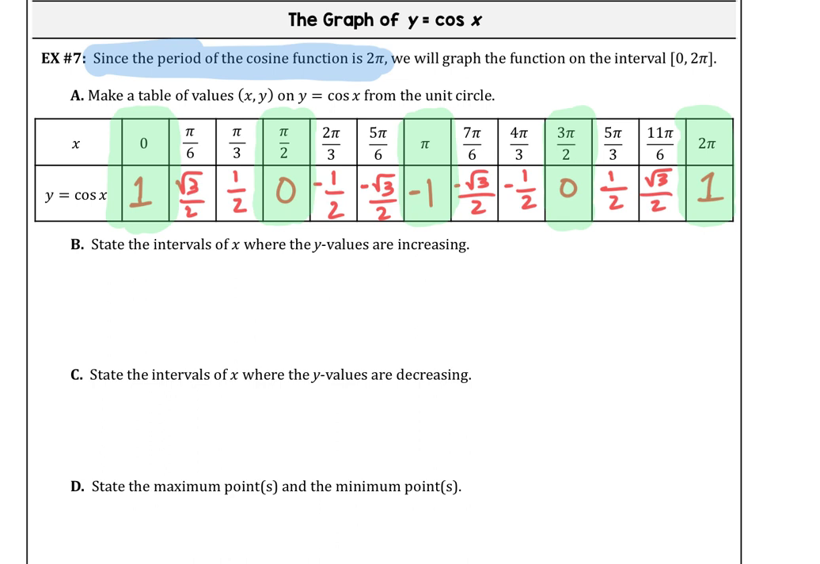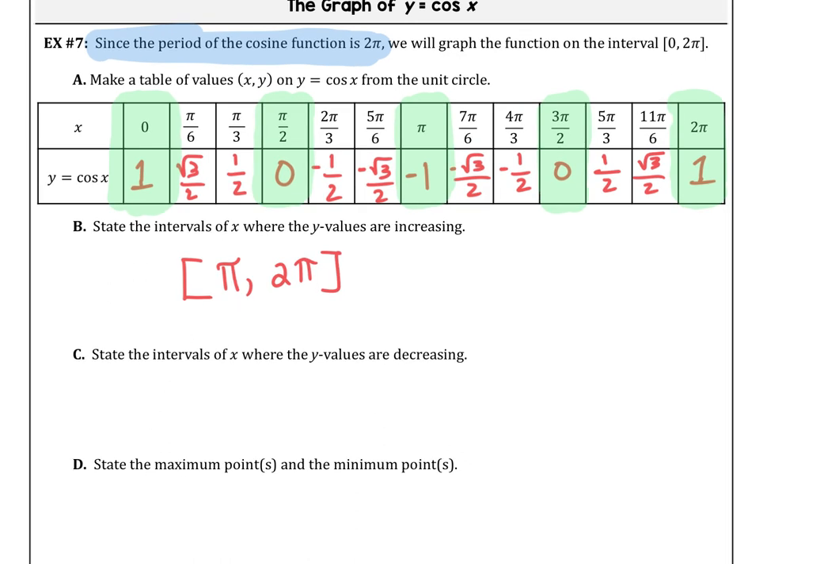So the intervals where the y values for this function are increasing, if you look, start at pi, because all along from 0 to pi those values that we have in red are decreasing. So where it's increasing is from pi all the way to 2 pi. And then at 2 pi or 0, those values start to decrease again. So where are they decreasing? They're decreasing from 0 all the way to pi.